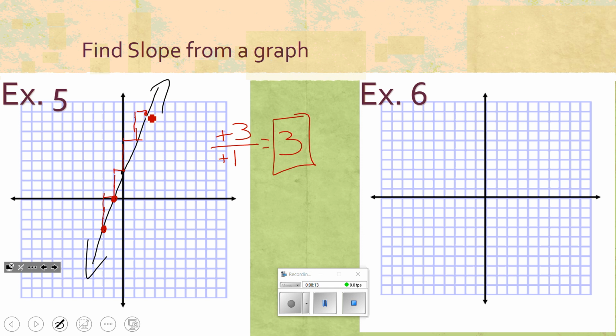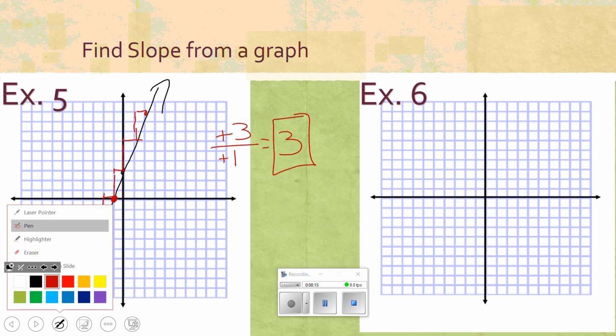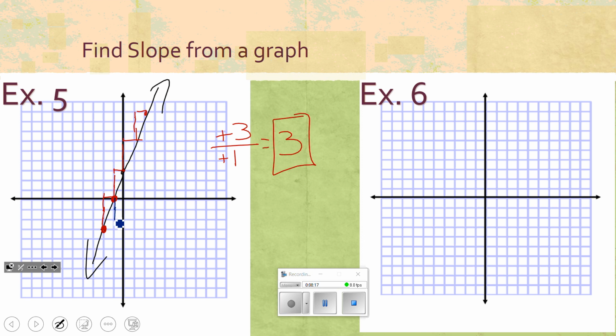Okay? You could reverse it if you wanted to. You could go down 3, that would be negative 3. And then if you went left 1, that would be negative 1. So that's still going to end up being positive 3, though. Negative over negative is a positive. So it doesn't matter which point you count from. Okay, we look at this one.